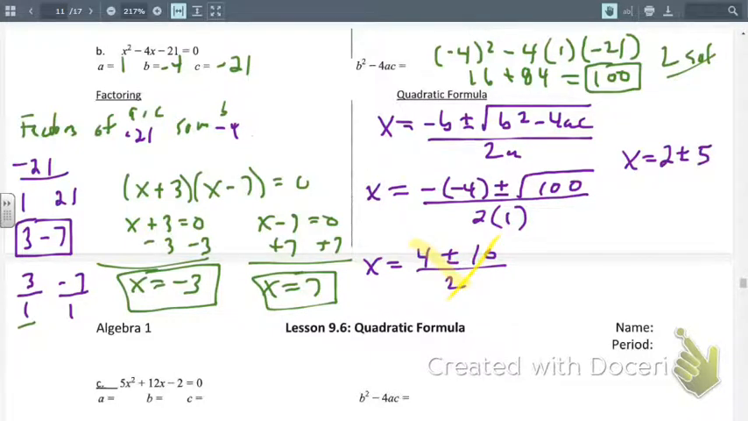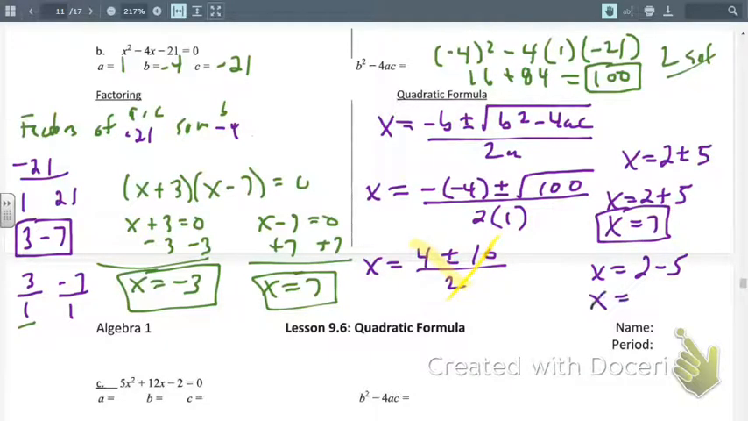So we have x equaling 2 plus 5, and x equaling 2 minus 5. So x equals 7, and x equals negative 3. Okay, so we get the same solutions doing it both ways. So we have 2, and this confirms, remember the discriminant was greater than 0, so that would indicate 2 real solutions, which we have here.